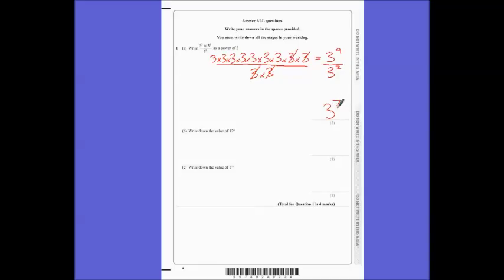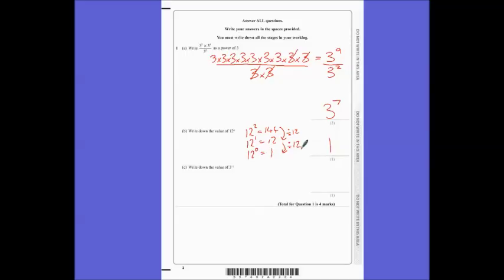Part B, anything to the power of 0 is 1. The reason for this, if we start off with 12 squared, which is 144, 12 to the power 1 would just be 12. So we have divided by 12 to get to here. So if we divide by 12 again, that gives us 1.